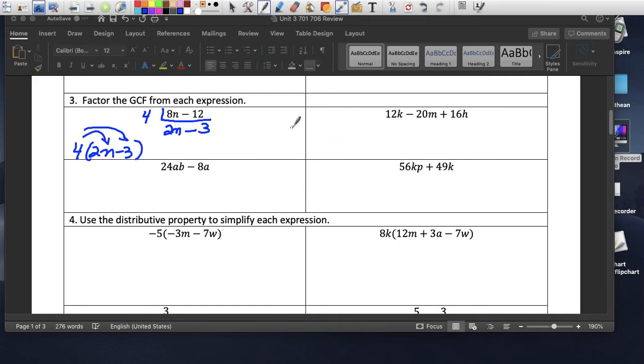So again, this is another part of your test that you really can't get anything wrong. Again, if you want to do the ladder method, you can. 12k, 20m, 16h. They don't share any letters, but for the numbers, what number do they all share? They share the 4. So 4 goes into 12 3 times, the 3k. 4 goes into 20 5 times, 5m. And 4 goes into 16 4 times, 4h.